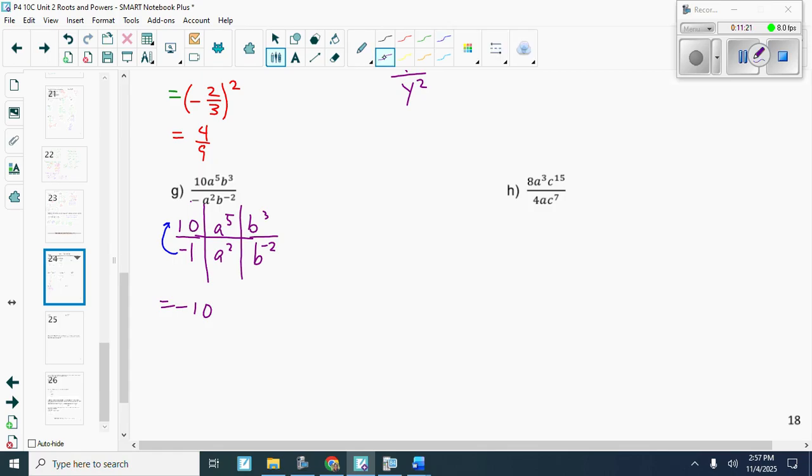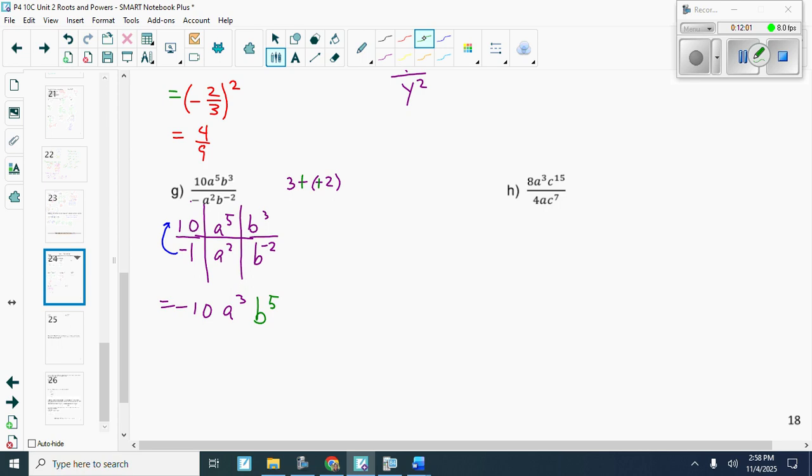So now we can do our a's. Because we're dividing, we can subtract our exponents, a to the power of 3. Maybe write this one down. When we subtract negative exponents, don't forget we're going 3 subtract negative 2. Remember what happens when we subtract a negative exponent? We're actually adding it. So guys, this becomes b to the power of 5. All of my exponents are now positive, so I'm done with that one.